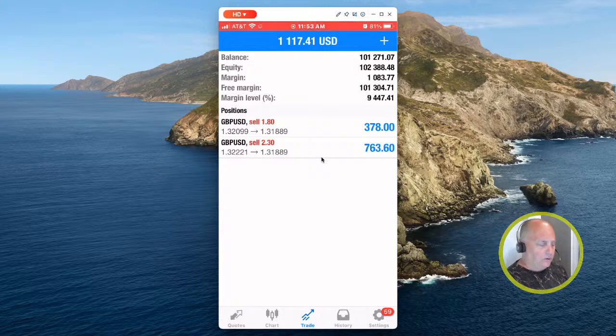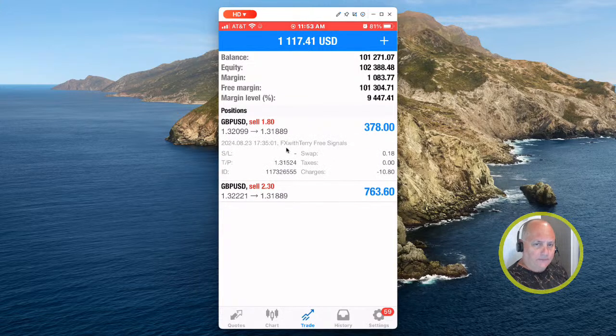So this is the free signal trade. You can see that in the comment down here: FX with Terry, free signals. What happened is, and I say this a lot, but I just have to keep emphasizing this, we're growing. We constantly get new people finding the live session that I'm doing here daily, and they wonder what this is.